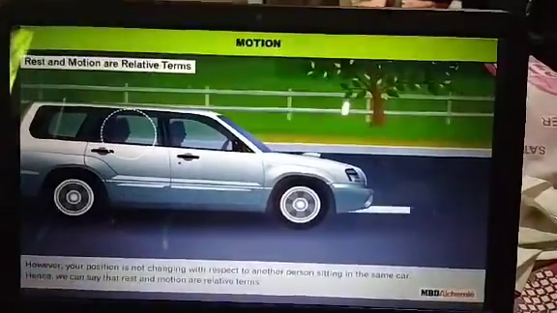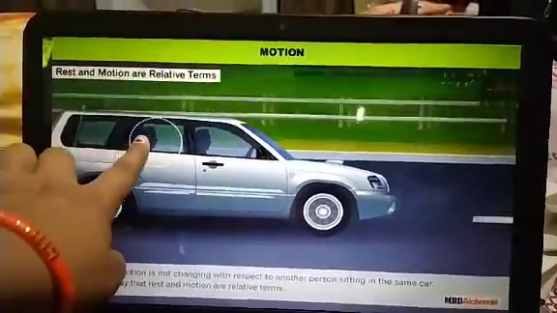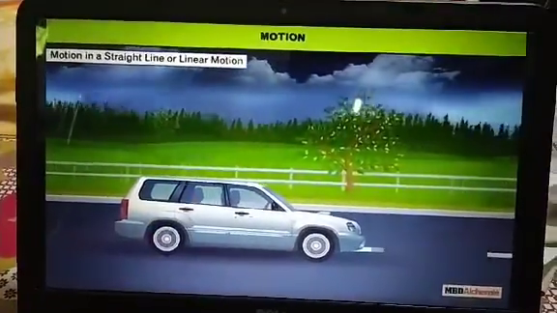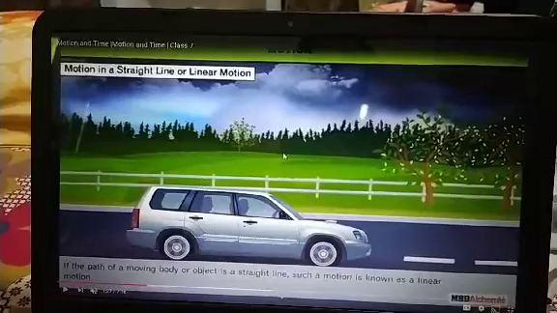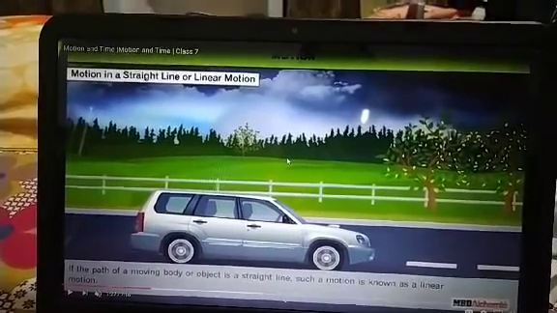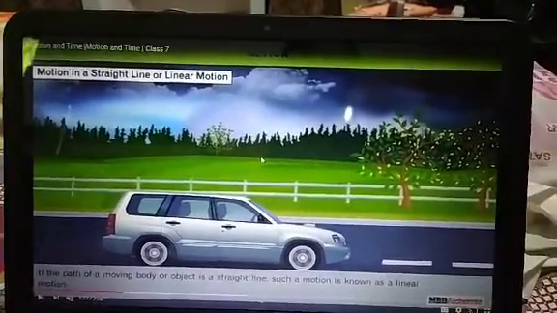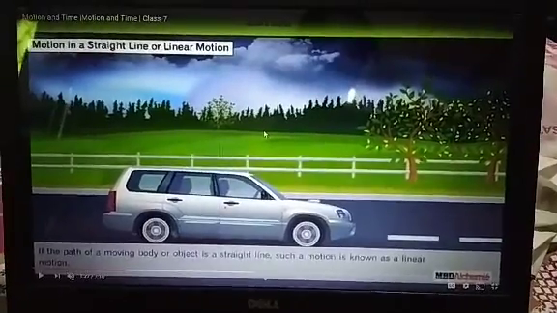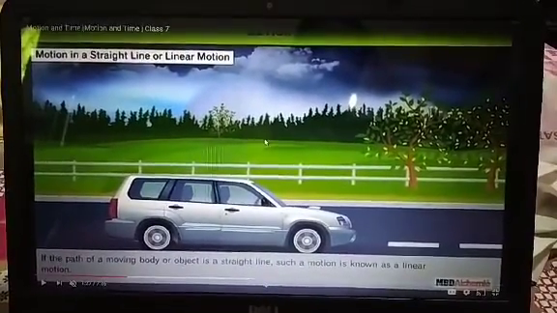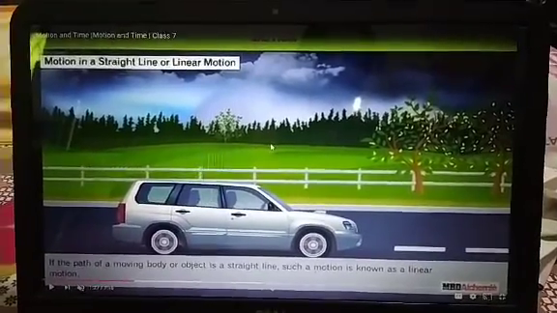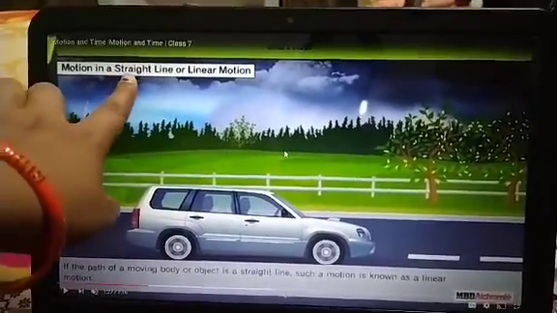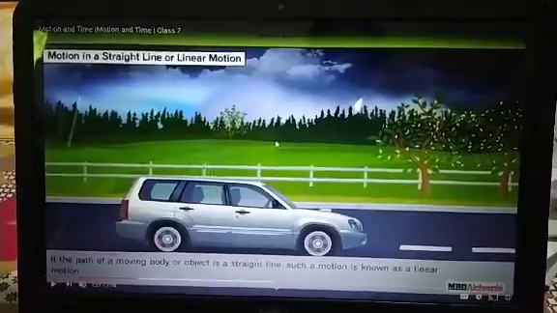Just look at it. This car is changing its position, but this person is not changing his position, right? So now let us start with motion in a straight line, or linear motion. Now we are on the types of motion. Okay, how many types of motion are there? So the first one is linear motion, which we can also call straight line motion.